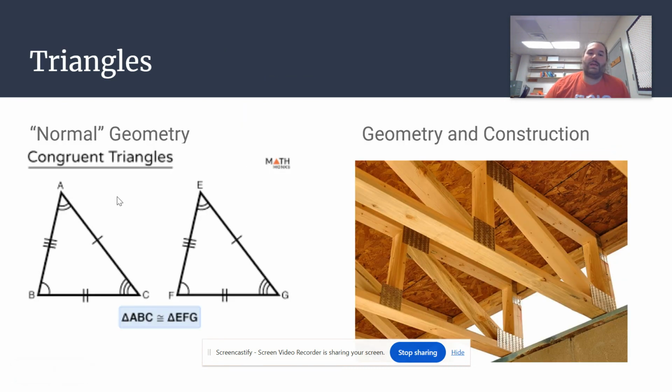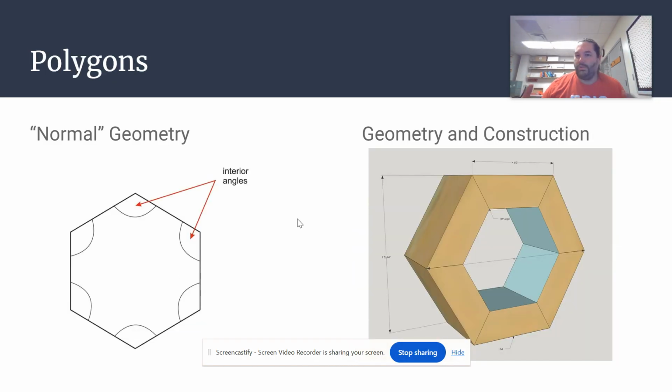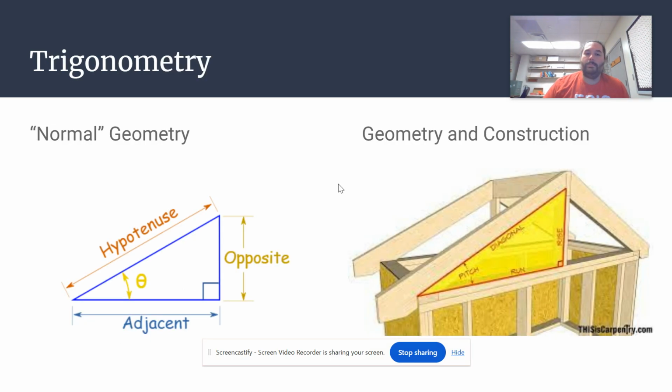Normal geometry classes, every geometry class, talk about congruent triangles. We're going to talk about that in terms of construction, about why those triangles help make a structure strong, and how a proof, in a lot of ways, is a lot like the order of operations for building a structure. Here you can see an example of polygon interior angles and how that might apply to building a picture frame or a raised flower bed, things like that.